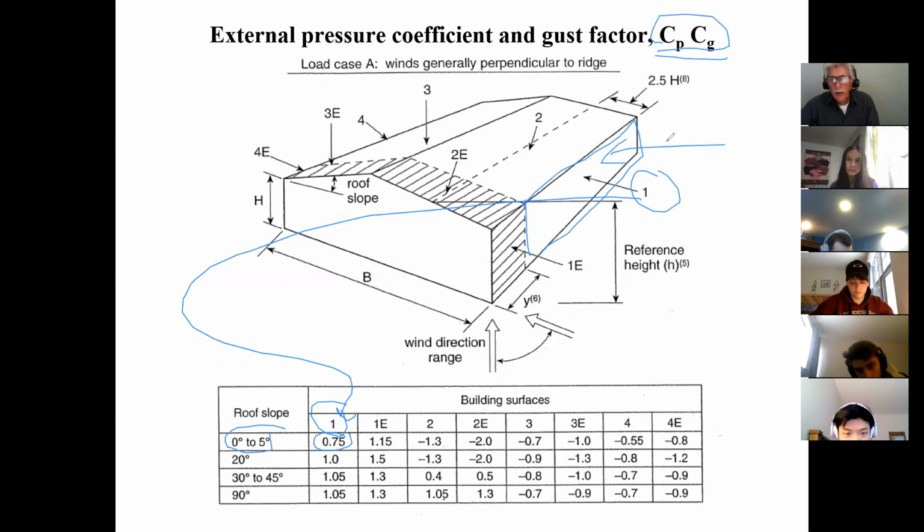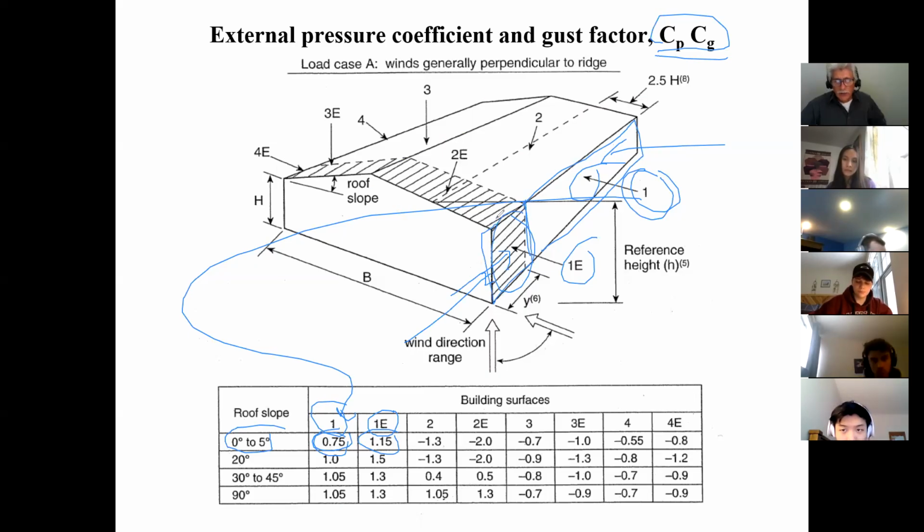Now, you'll notice that you have 1 in the middle here, and then you have 1 at the edge, okay? And at the edge, the value is always higher than in the middle. Therefore, the wind tends to get stronger as it wraps around the building, so this area would have a higher wind pressure than this part of the building. In other words, this is 1, and this is 1E at the edge of that surface, okay?